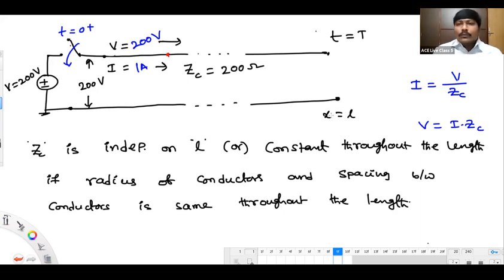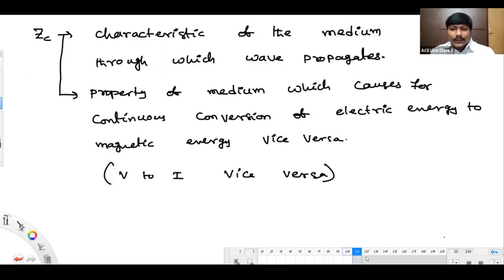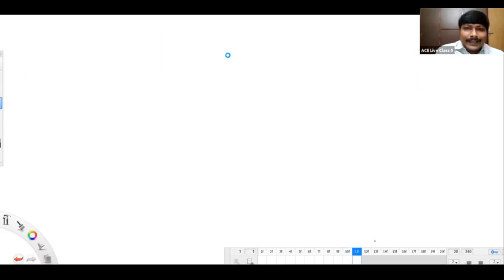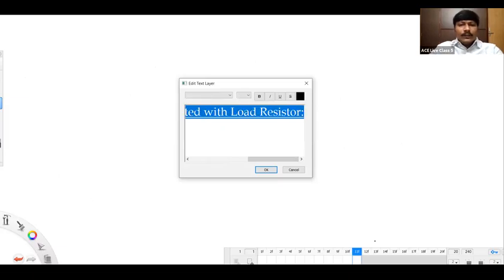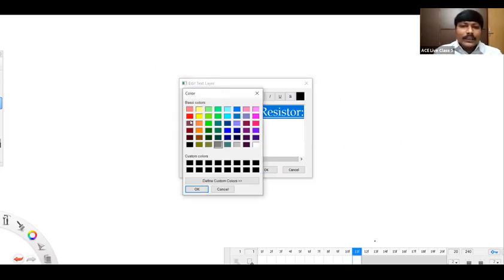Okay, so now let us take a lossless line, what we are discussing now, terminated with a resistor or some load. So let's take the next heading: lossless transmission line terminated with a load resistor.